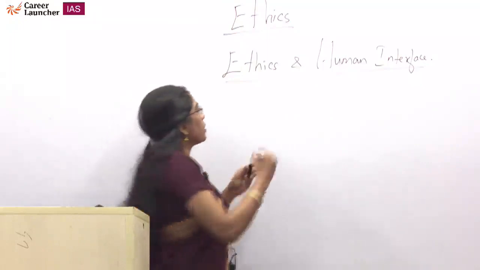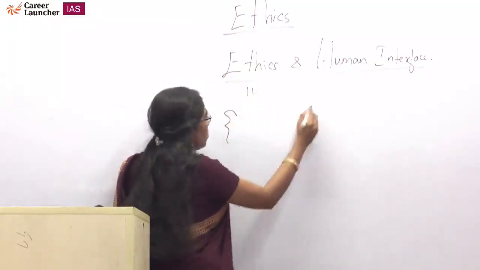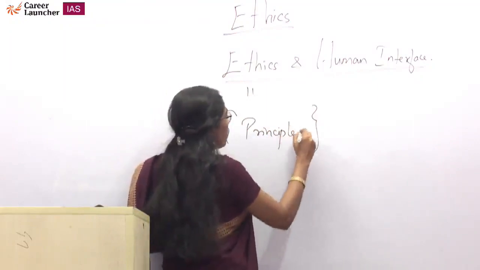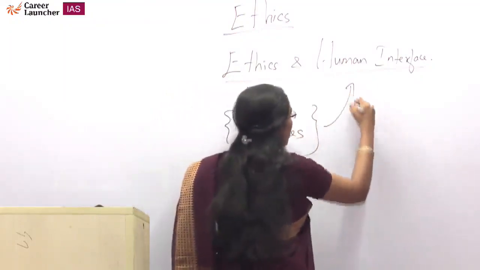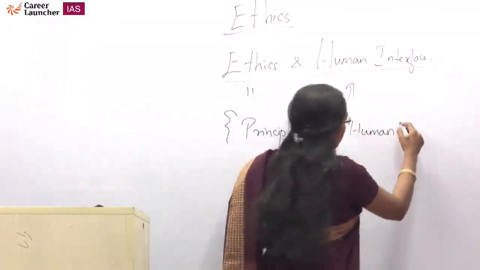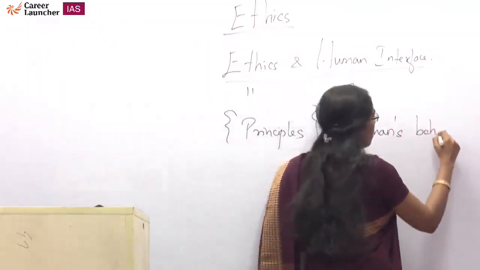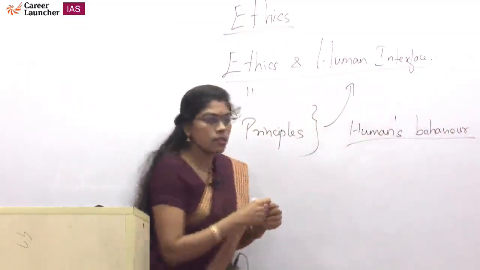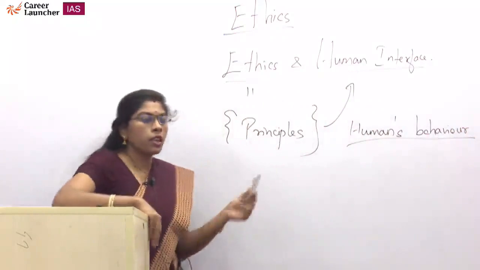Already I told you, ethics is nothing but a set of principles. So based on some set of principles, we are going to assess a human's behavior. That is called ethics and human interface. So this will come as a definition.